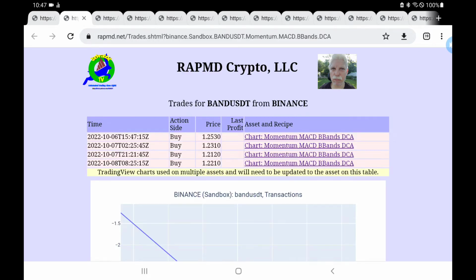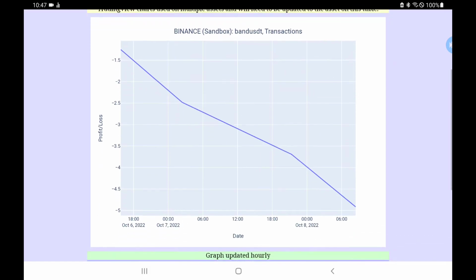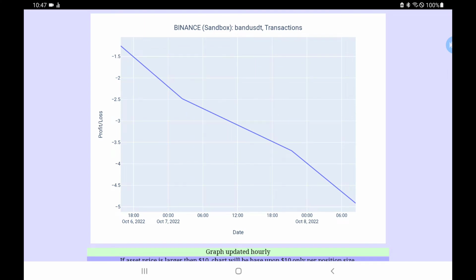So here we have the first analysis of band on Binance. Now you'll see that I've taken in 4 trades so far. You see the time and you see the prices. And a nice fancy little chart that demonstrates exactly when those points took place.